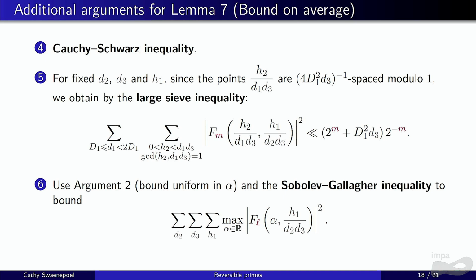And then we have all the other variables that we had fixed, so D3, H1, and H2, to handle also. We handle them in this quantity here, where we sum over D2, D3, and H1. We have again the square of some FL and the irreducible fraction H1 over D2, D3. But now compared to here, we have a max over alpha. We saw that this was the second argument: we have a uniform bound for FL, uniform in alpha. So we have an explicit upper bound for this maximum, depending on H1 divided by D2, D3.